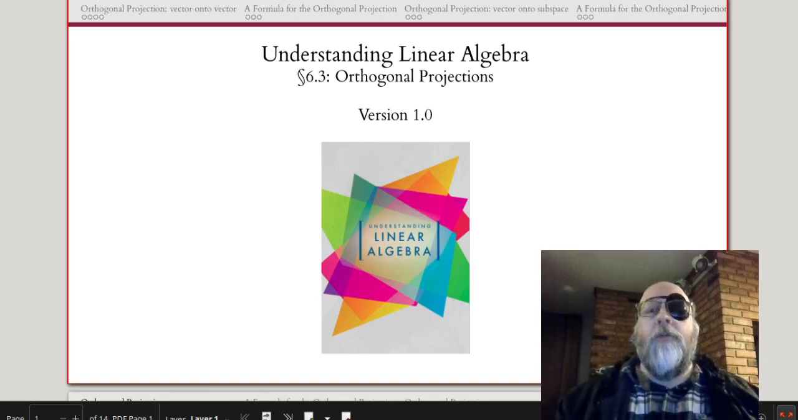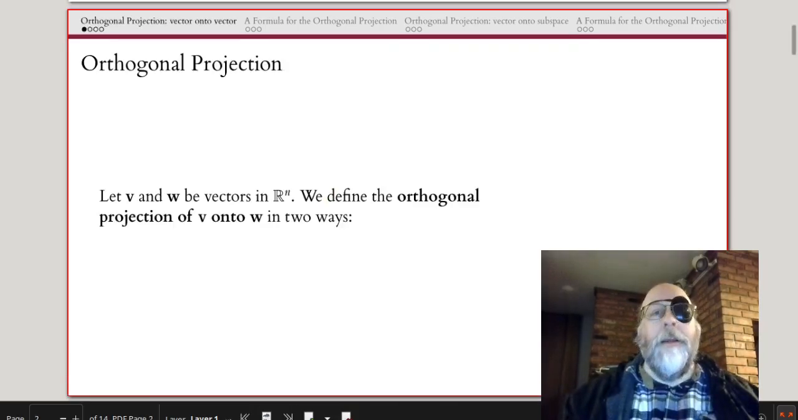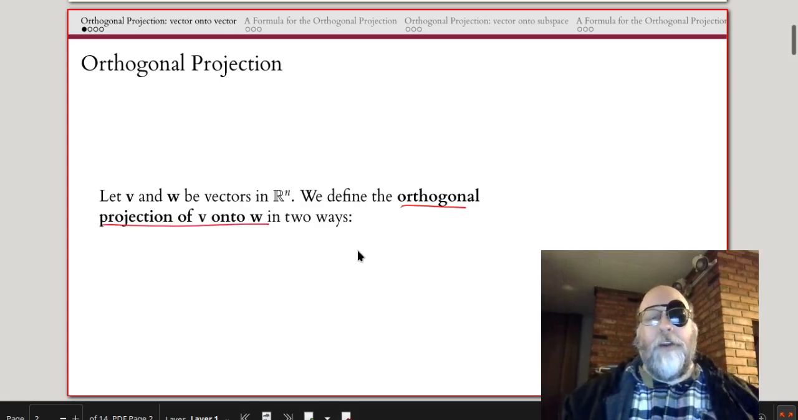It's on orthogonal projections. Let's go ahead and get started. So we're going to start with two vectors that are both in Rn, and we're going to define what we mean by the orthogonal projection of V onto W. And we're going to give you two definitions here.